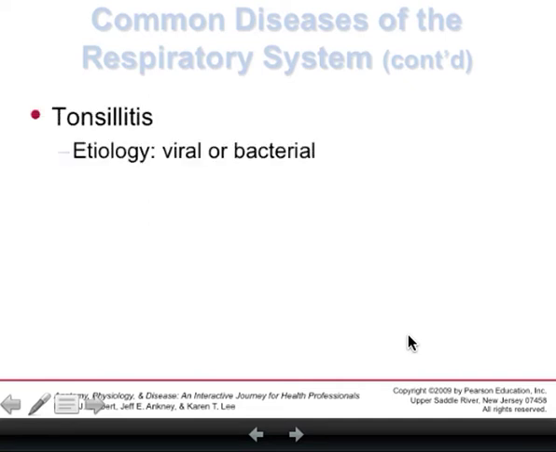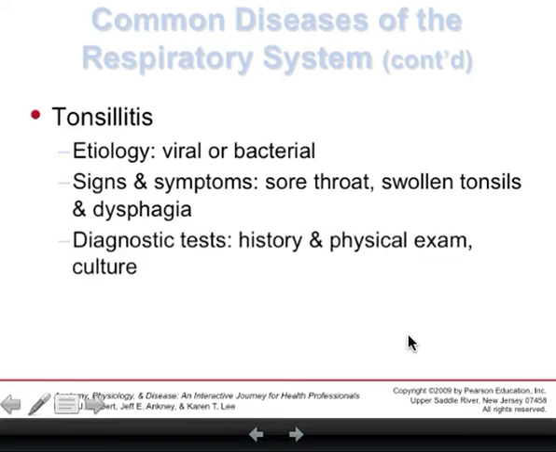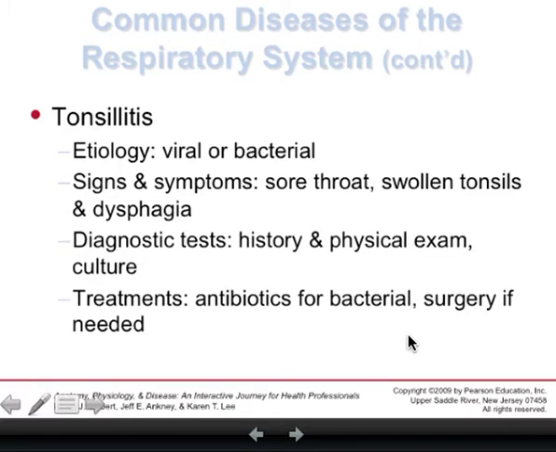Tonsillitis can be either viral or bacterial or both. The signs and symptoms are sore throat, swollen tonsils, and dysphagia, trouble swallowing. The diagnostic tests are a history and physical, and the treatment is antibiotic if it's bacterial in nature, antivirals perhaps if it's viral in nature, or surgery if the inflammation leads to necrosis and the tissue begins to die and becomes a source of infection rather than a source of defense against infection.